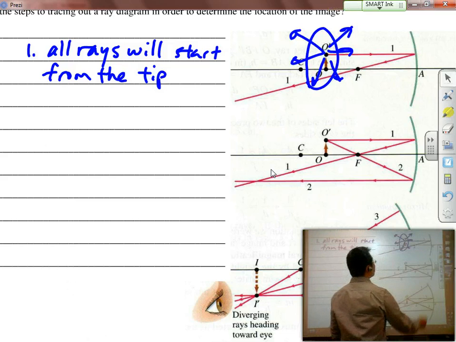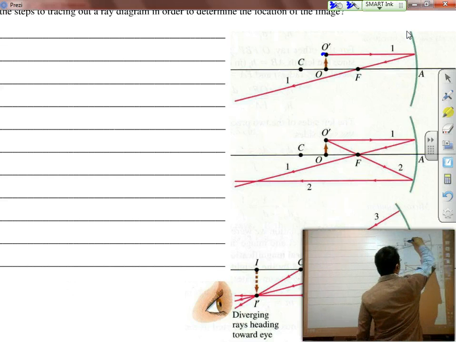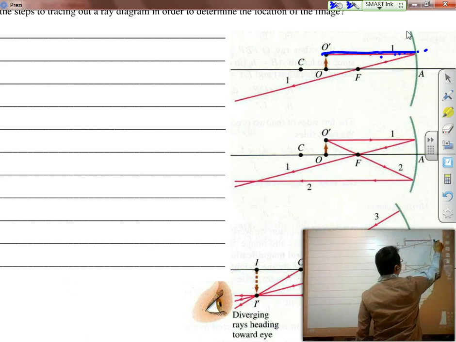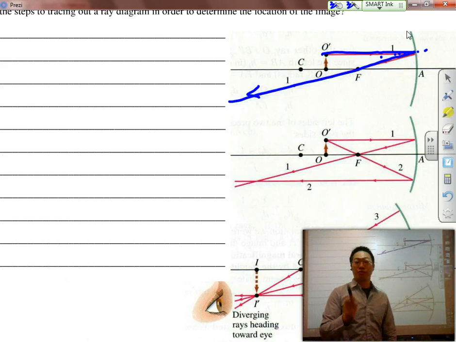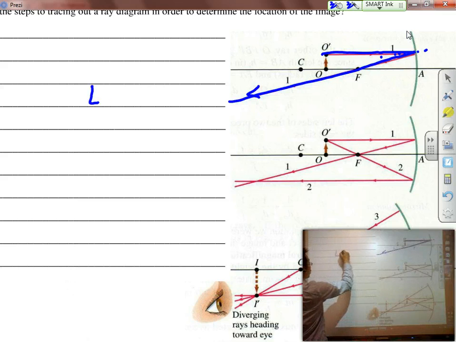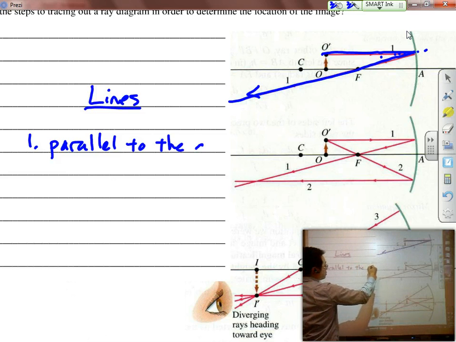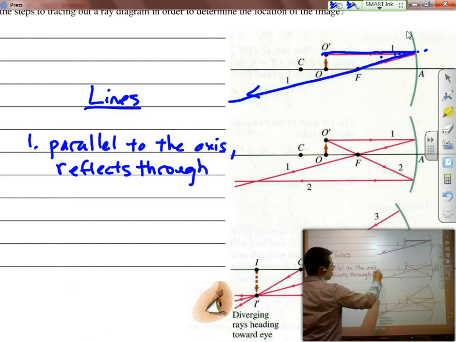Okay? Because when it bounces horizontally, and if I were to trace it out, when it strikes the mirror, based on how the normal line is drawn, it's going to always reflect through the focal point. Okay? So the lines that you're drawing, the very first line that you draw is parallel to the axis, and then it reflects through the focal point.